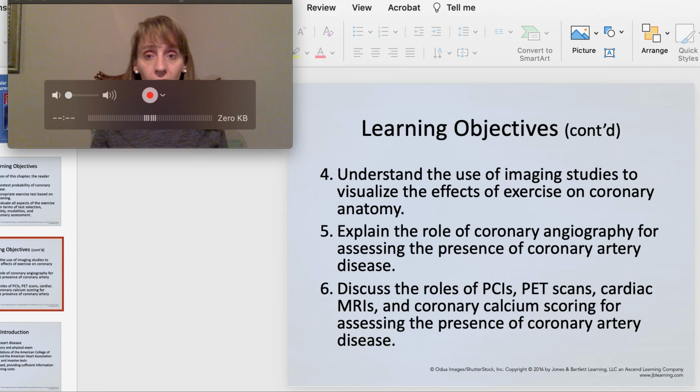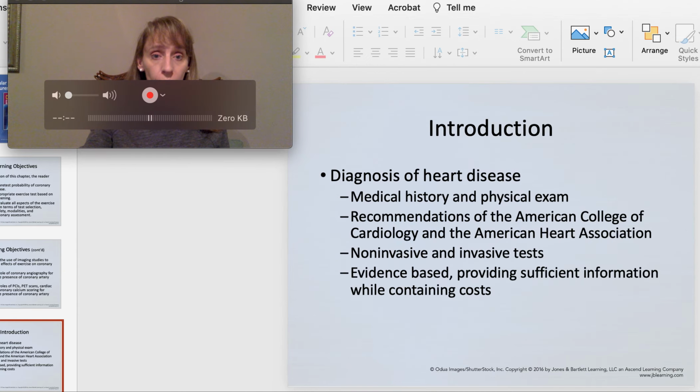We'll talk a little bit about imaging. I think imaging is an important thing because it is a role an exercise physiologist could play. And then take a look at some of the other testing that the patient could go through with a physician, an angiogram and some of the other scans, PTCI, we'll go into CABG and open heart surgery as well.